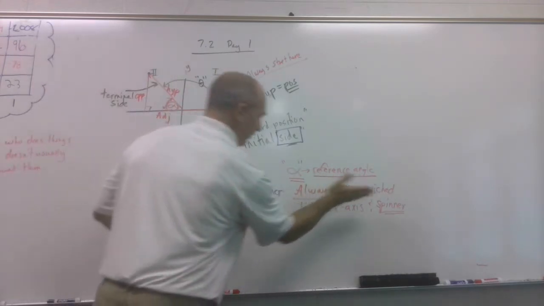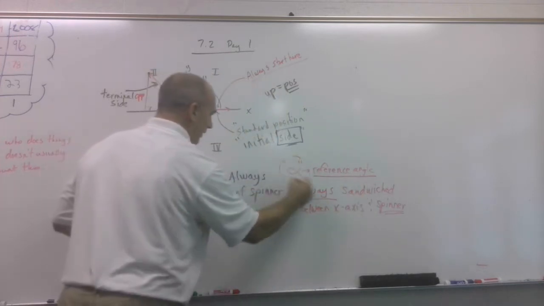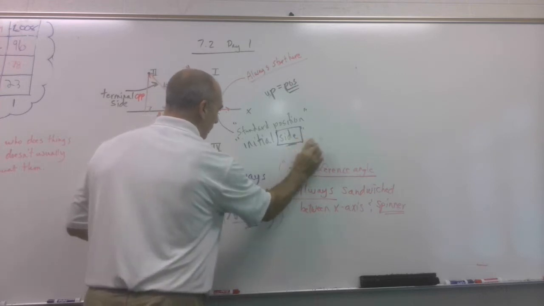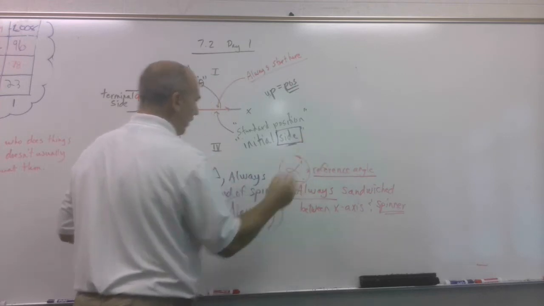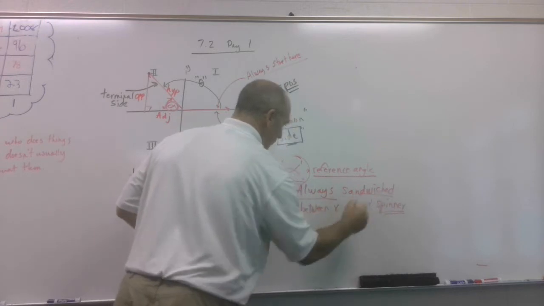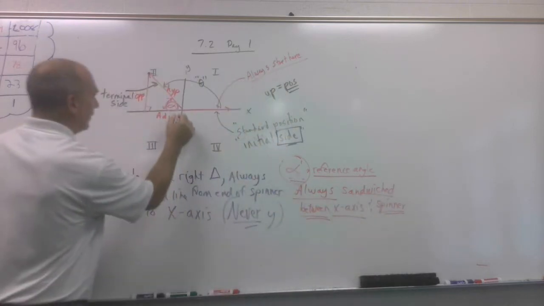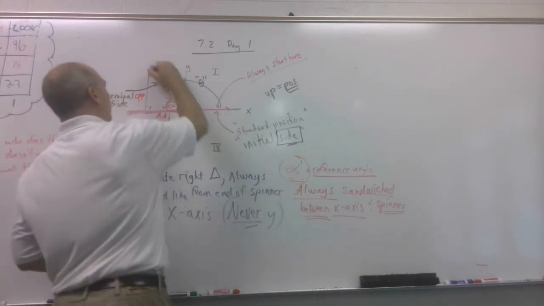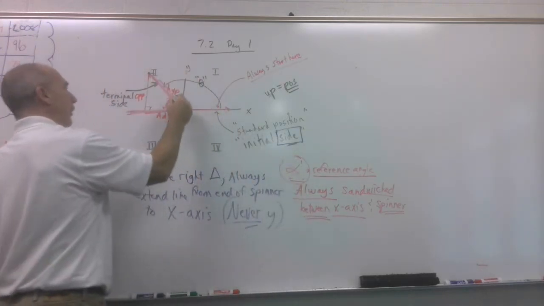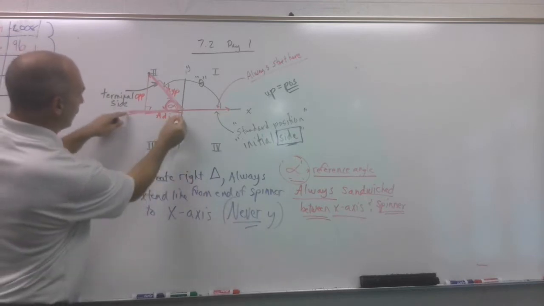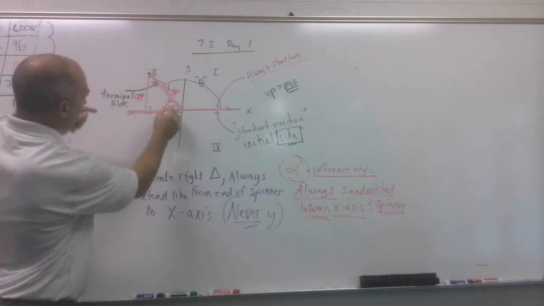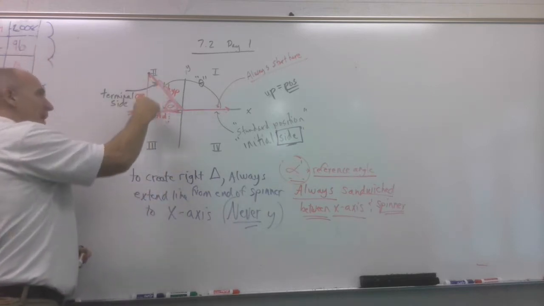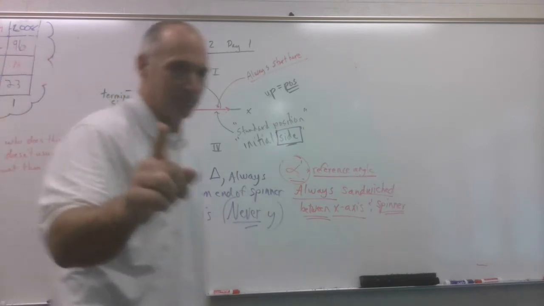So let's follow this definition. The reference angle, now remember, I could put beta in there, but the book is going to start with alpha. It's sandwiched between the x-axis, here's the x-axis, and the spinner. Here's the spinner. There it is. It's right in there. Here's a piece of bread, here's a piece of bread, there's the meat, however you want to think of it. It's not this one, and it's never the 90. Keep that in mind.